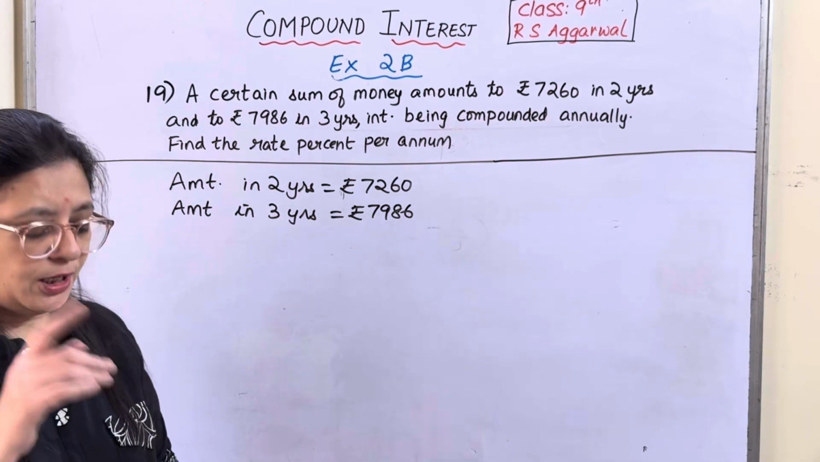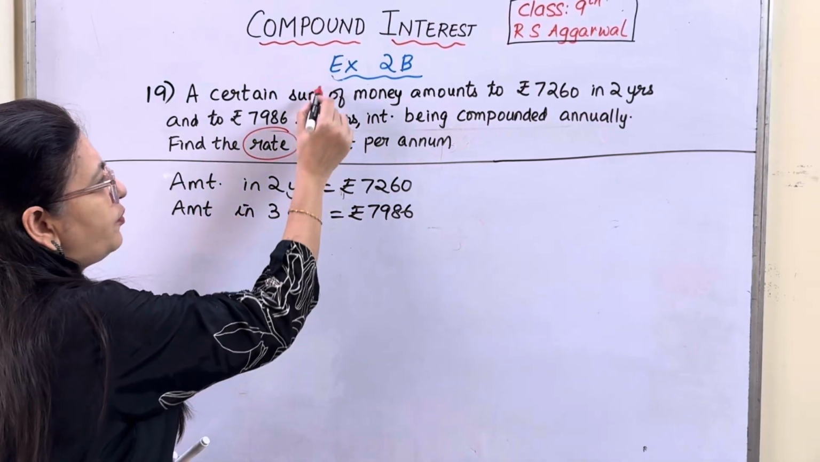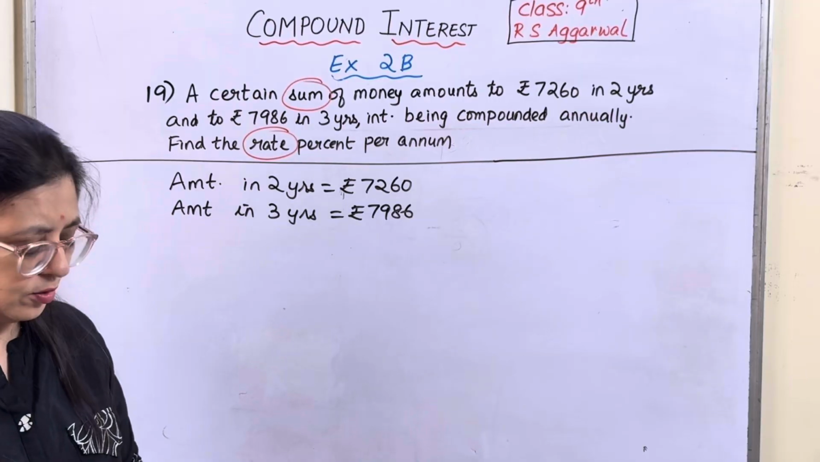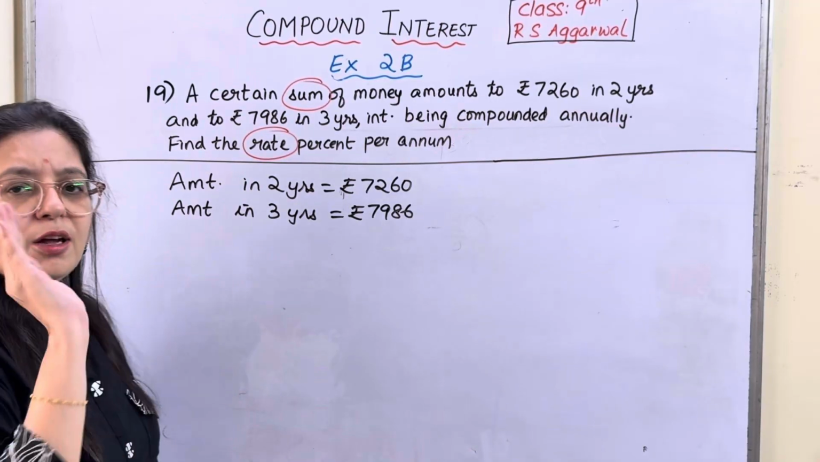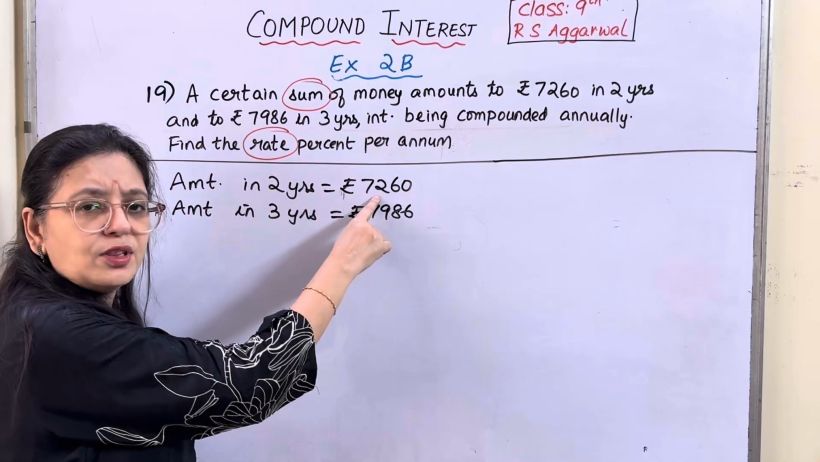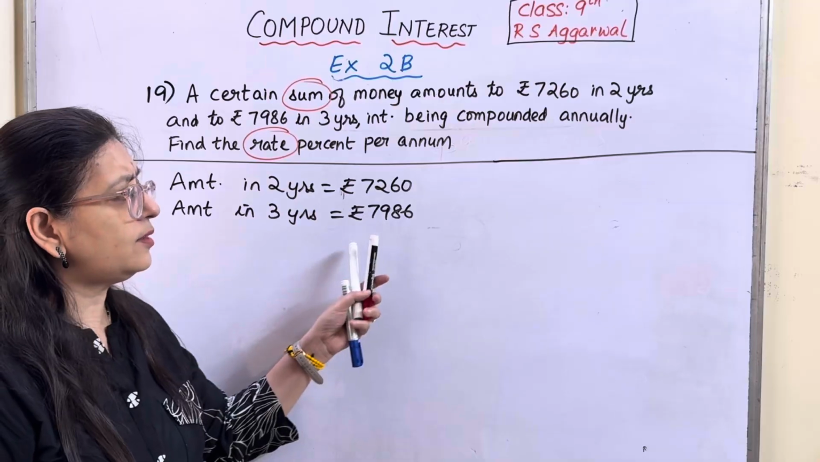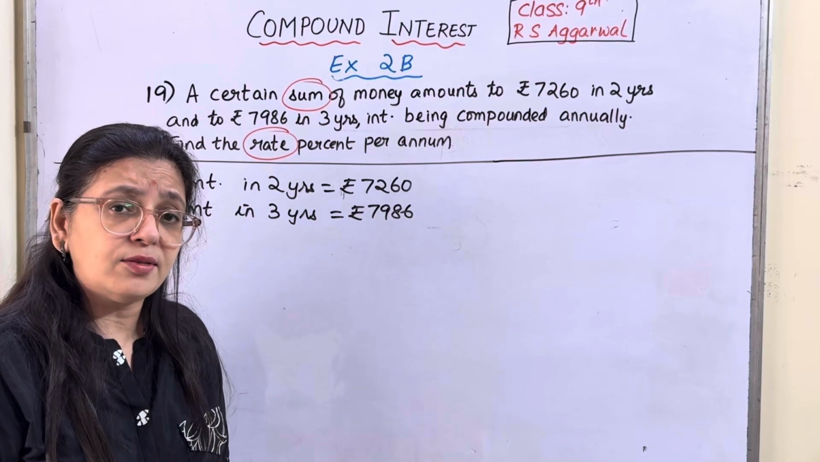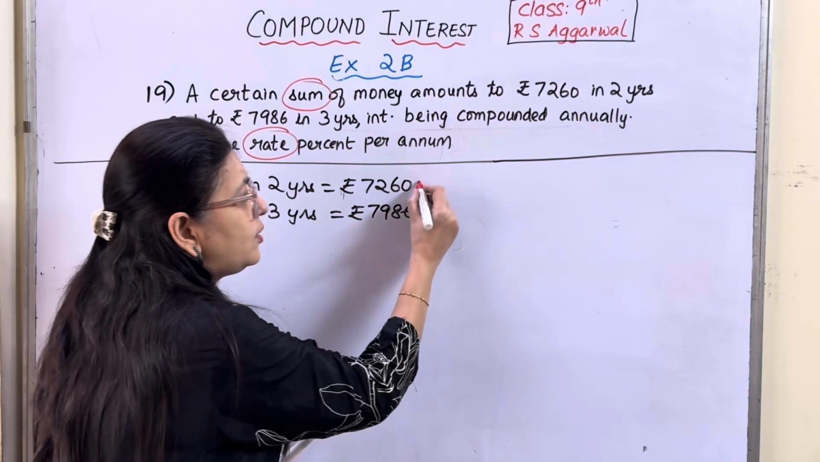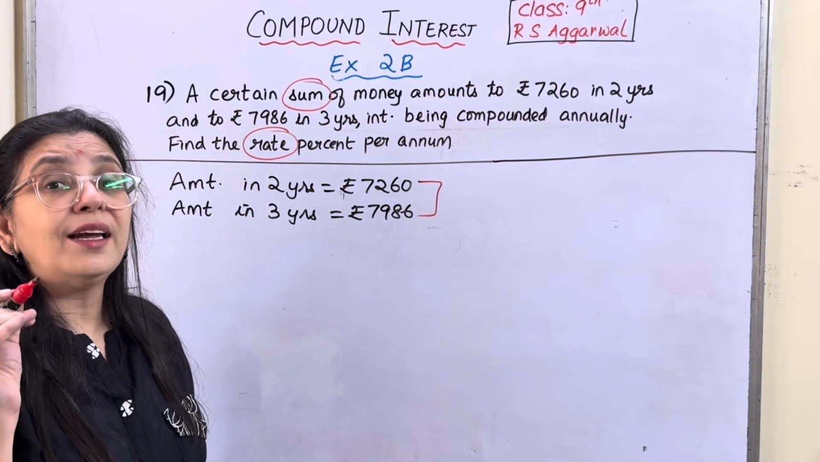So here what we need to find? First we need to find the rate percent. A certain sum of money, that means indirectly you need to find the principal also. Okay, come on. Now let's understand it. If the amount in 2 years is 7260 rupees and the amount in 3 years is 7986 rupees, why is this difference? What is the reason for this difference? The reason is it is due to interest.